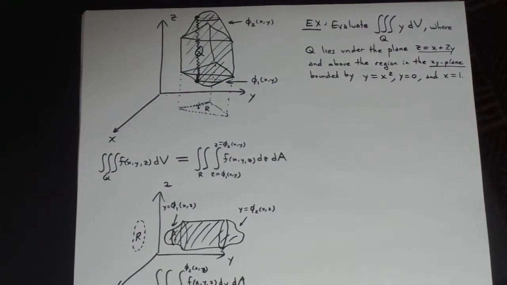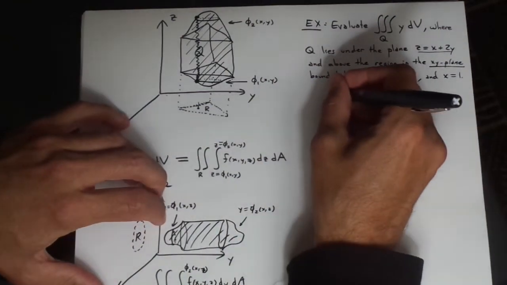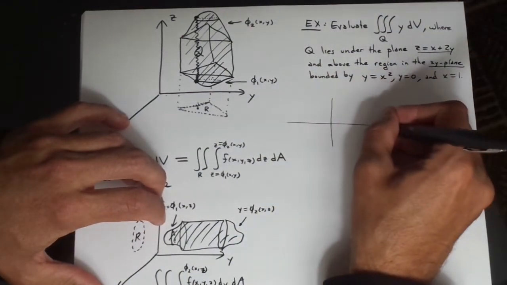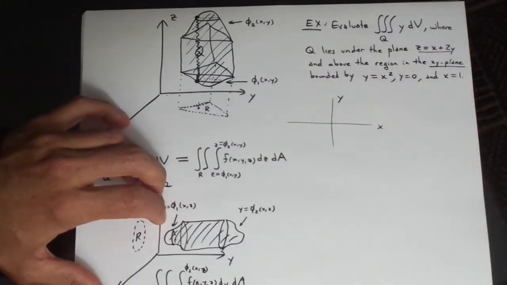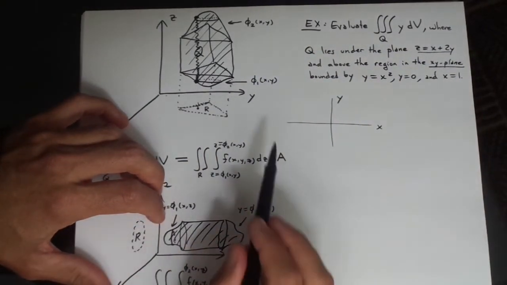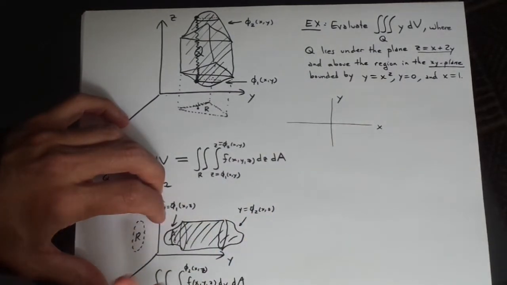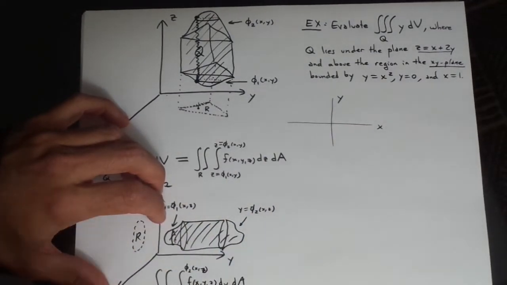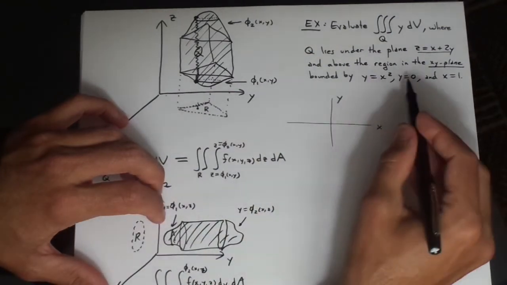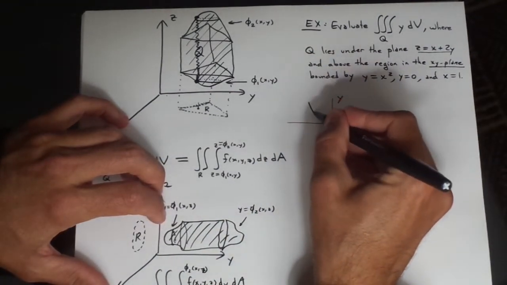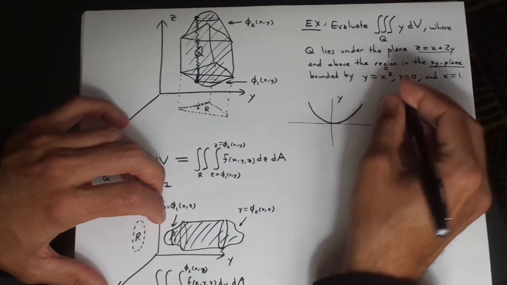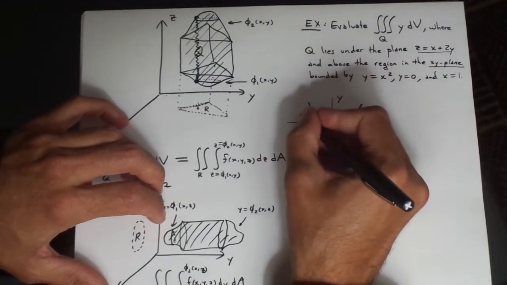Now, to figure out the x and y limits, I only need a two-dimensional picture. I'm going to draw some axes here. Remember to draw your axes very lightly so you don't confuse the region with the axes. So there's my xy plane, and I'm only going to draw the region in the xy plane. So y equals x squared, of course that's just your good old parabola. Right there is y equals x squared.